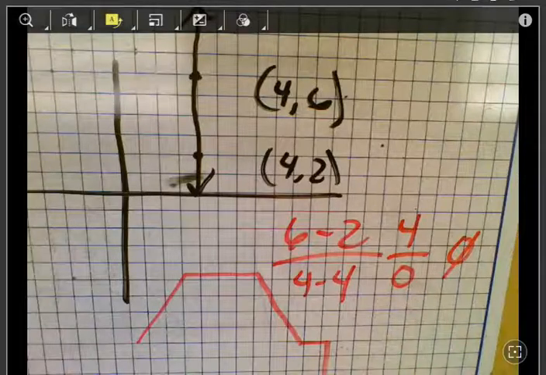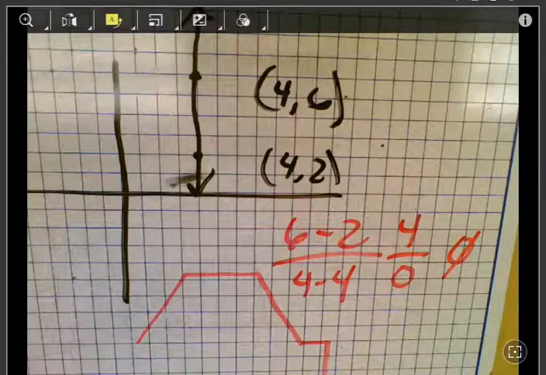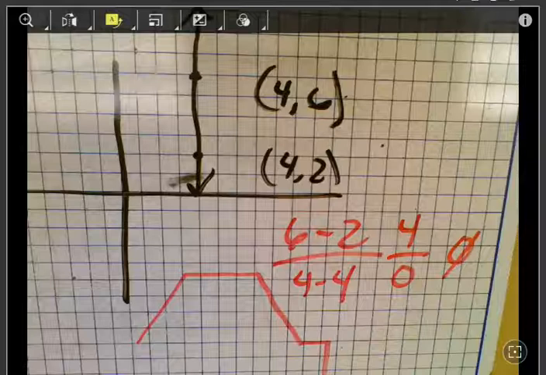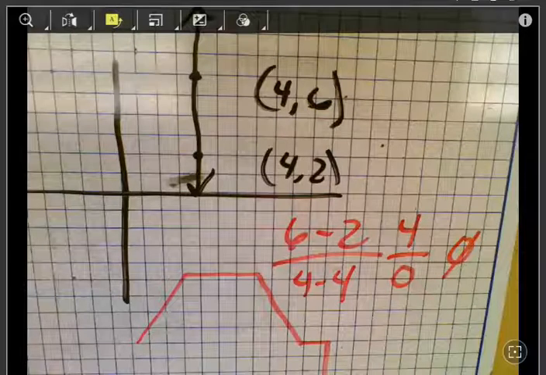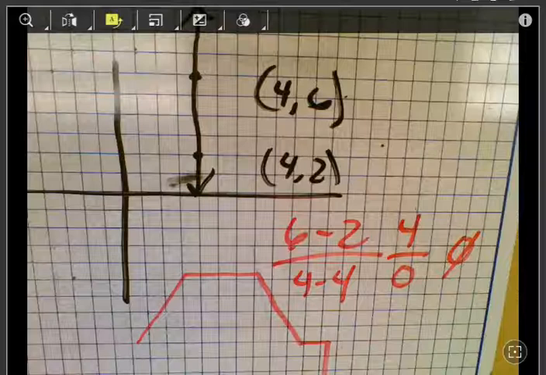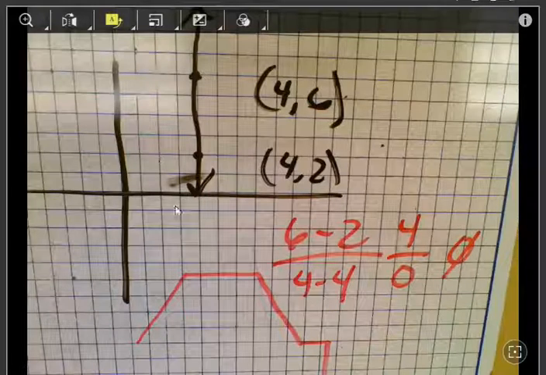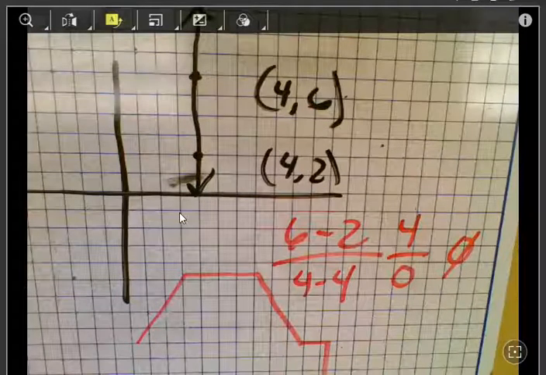Okay, and so if you think you understand these, you're going to have some examples of finding horizontal and vertical line slopes, which would be 0 for horizontal, and an empty set or undefined for vertical. If you think you understand this, click next to try some on your own.